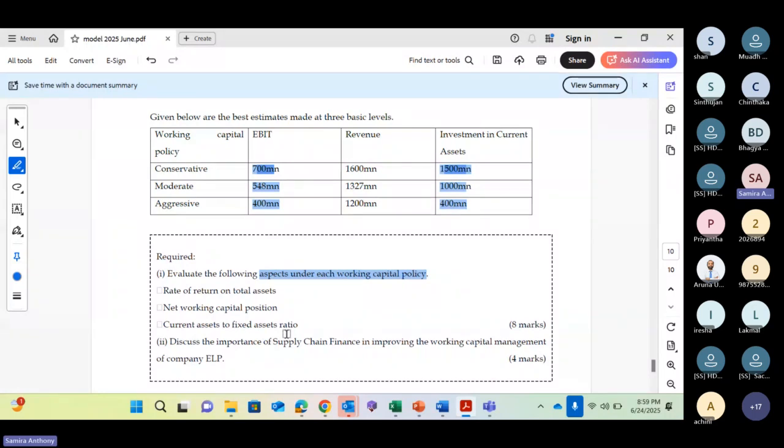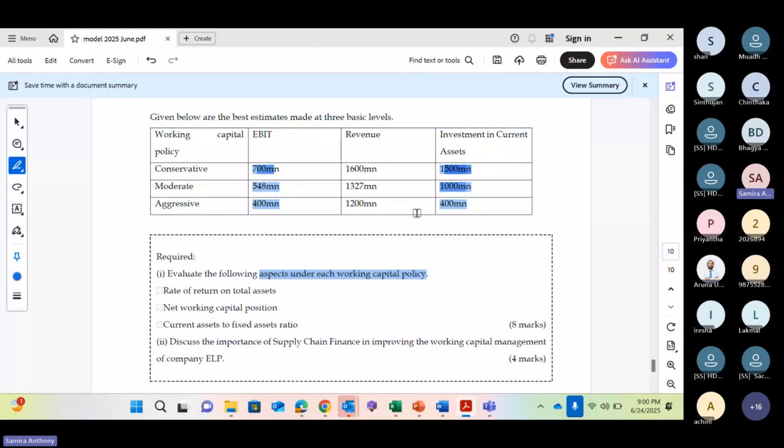Then discuss the importance of supply chain finance in improving the working capital management of the company, ELP. Now, I am not giving more focus to this question. If I want to help you, the previous question, project appraisal, that type of question can be tested this week, right? Not this working capital matter, but remember your current pre-seen gave you a comparison of some data of the market.